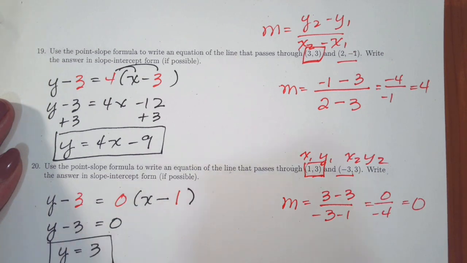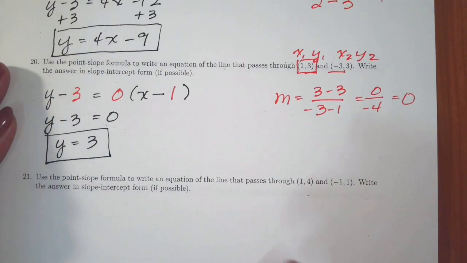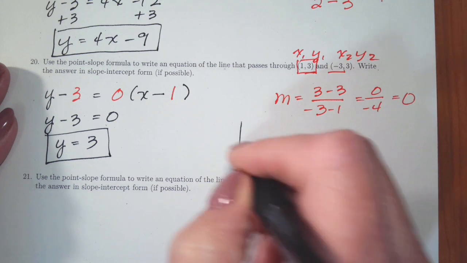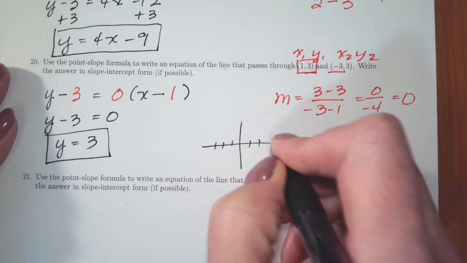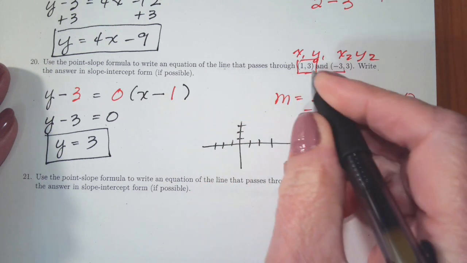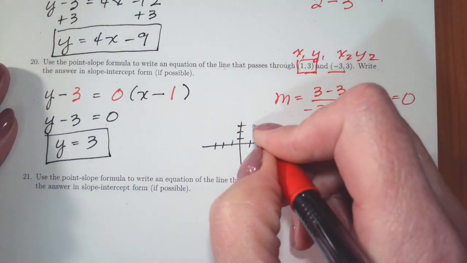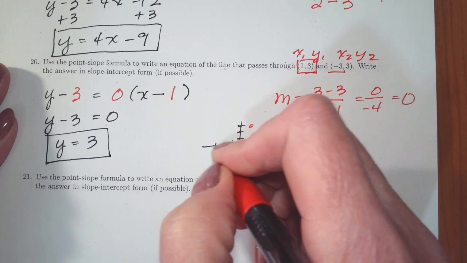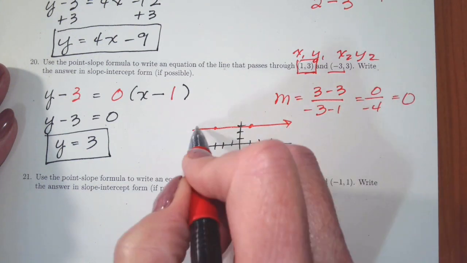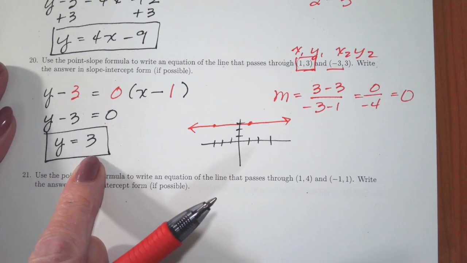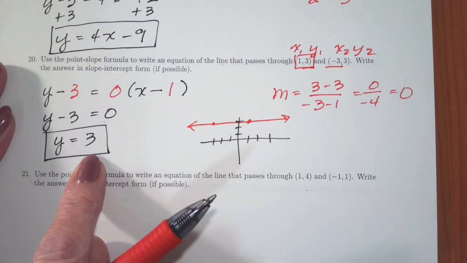Now again, that makes sense, and if it doesn't make sense to you, just plot the points real quickly. This is the point 1, 3, and this is the point negative 3, 3. And that gives us a horizontal line of the equation y equals 3.